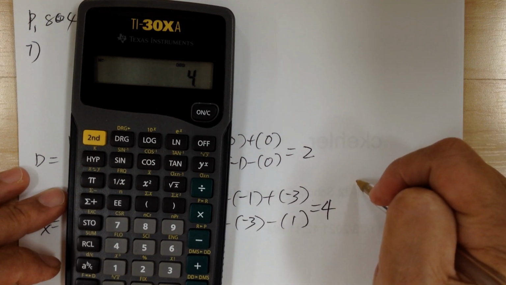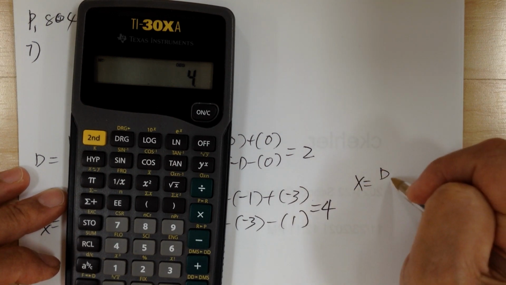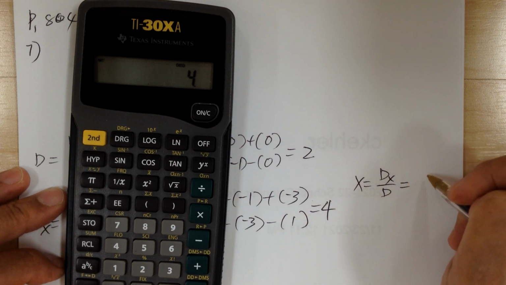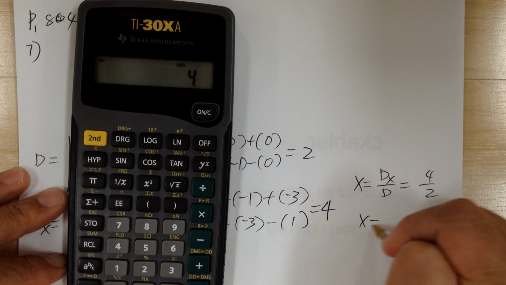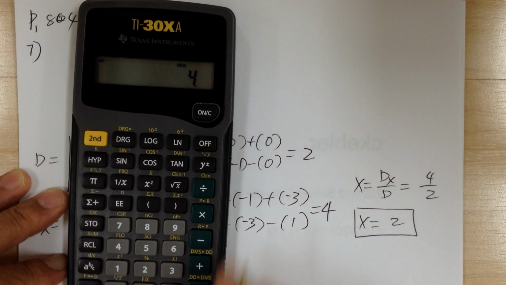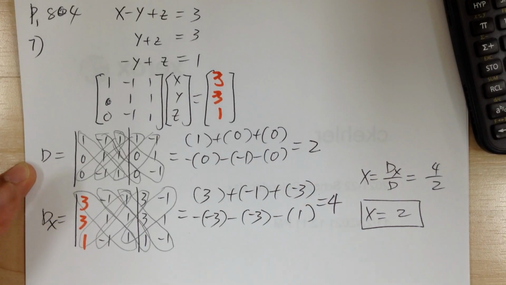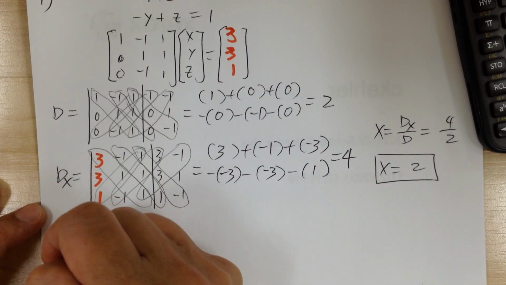Okay, so x equals dx over d. So this is equal to 4 over 2. So x equals 2. Okay. So let's go to dy.